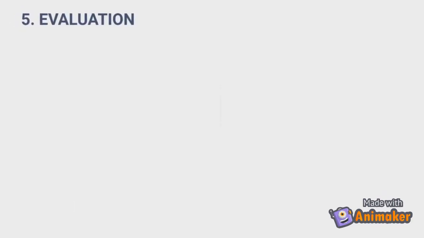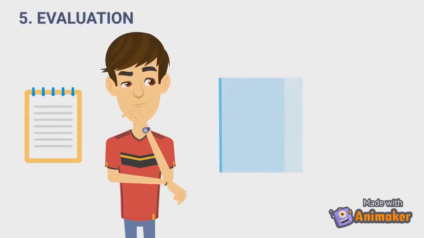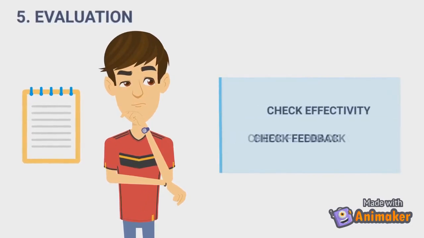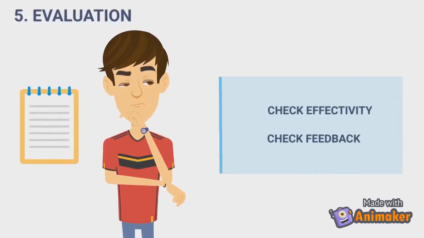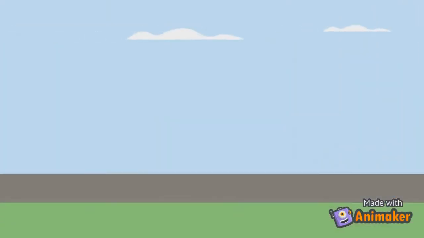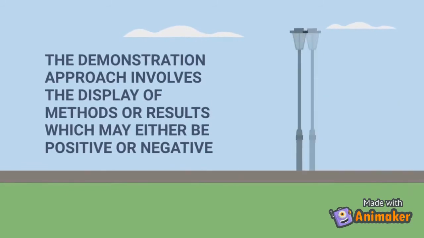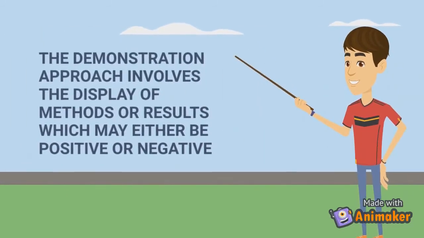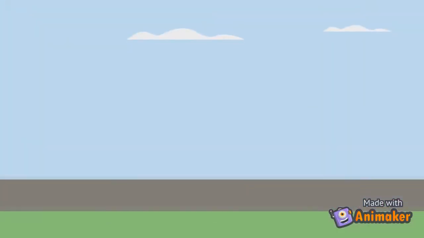Finally, you have to evaluate everything. In this step, you have to check everything, including effectivity and the feedback. We now have demonstration approach. The demonstration approach involves the display of methods or results which may either be positive or negative.